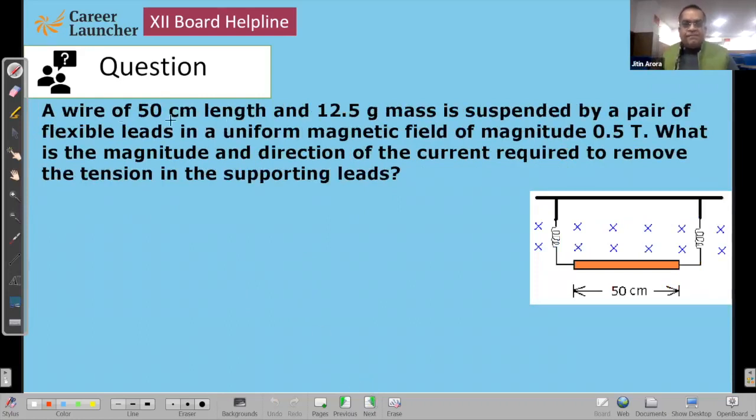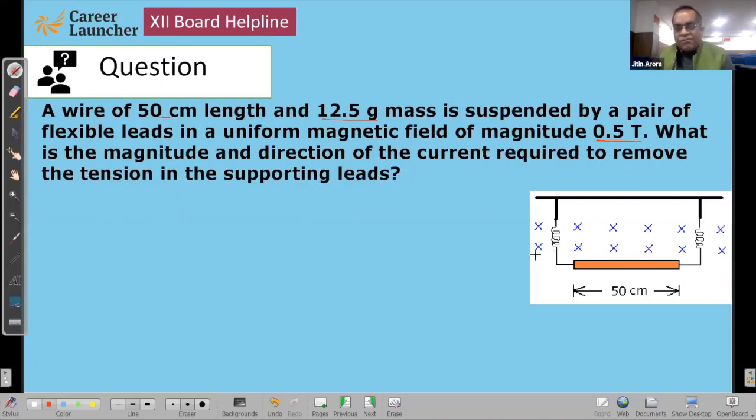नेक्स्ट क्वेश्चन. A wire 50 centimeter length and 12.5 gram mass is suspended by a pair of flexible leads in a uniform magnetic field of 0.5 Tesla. So this is the magnetic field, this is the mass, this is the length of the wire. What is the magnitude and direction of the current required to remove the tension in the supporting leads?